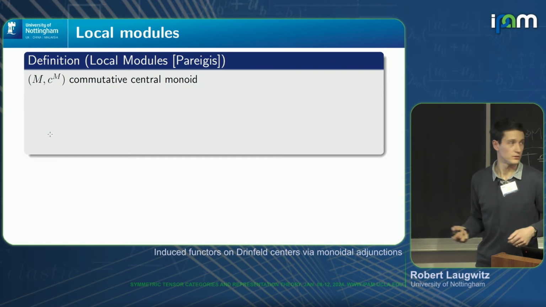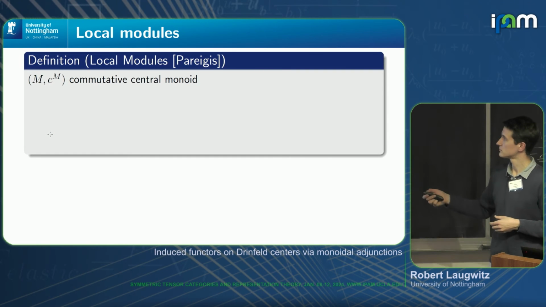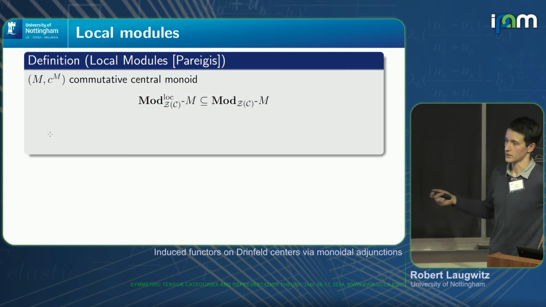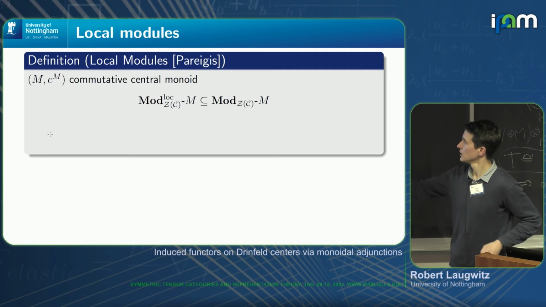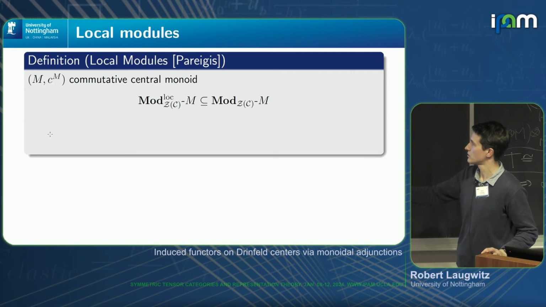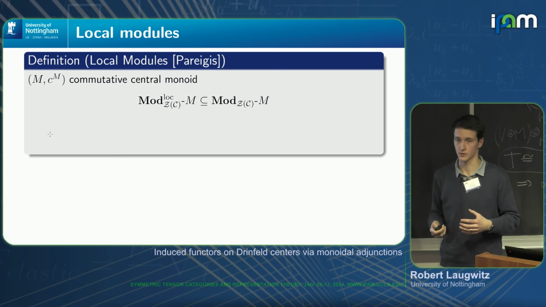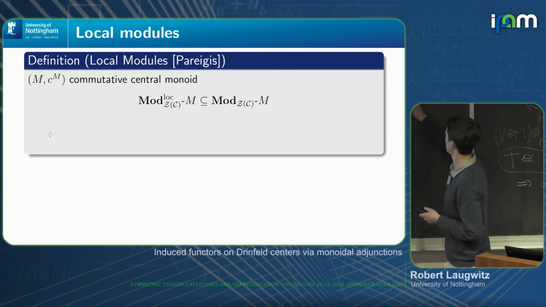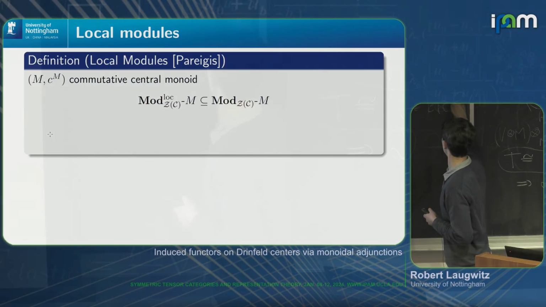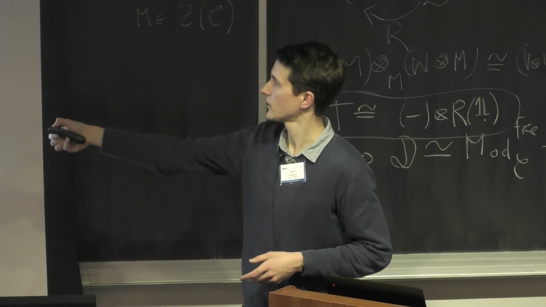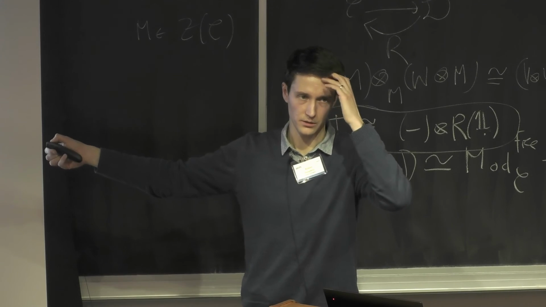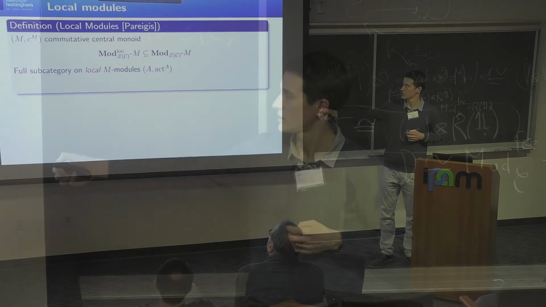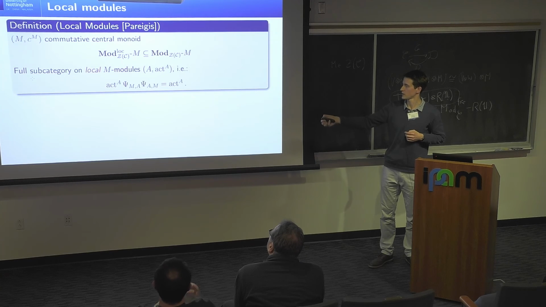And now we want to consider the center, and there is a nice result describing the center in terms of local modules. First of all, local modules are a way to produce a braided monoidal category of modules over an algebra object. This is due to Bodo Pareigis. If we have a commutative central monoid, M is actually a commutative algebra in the center, so we can consider modules over it internal to the center. This is also a monoidal category. In fact, if you restrict to special modules called local modules, it's a braided monoidal category.